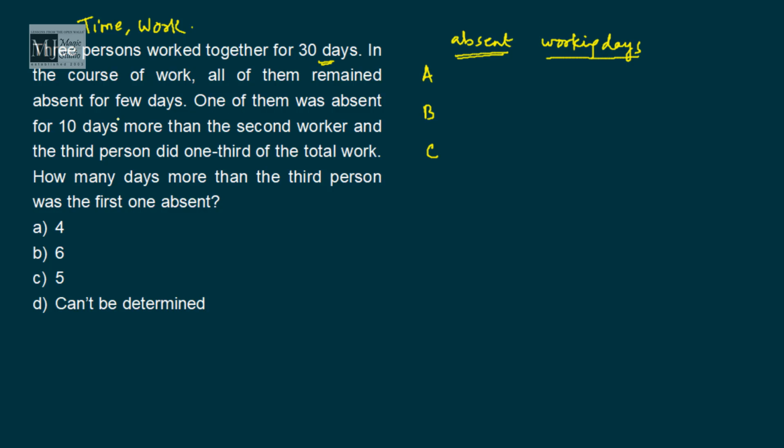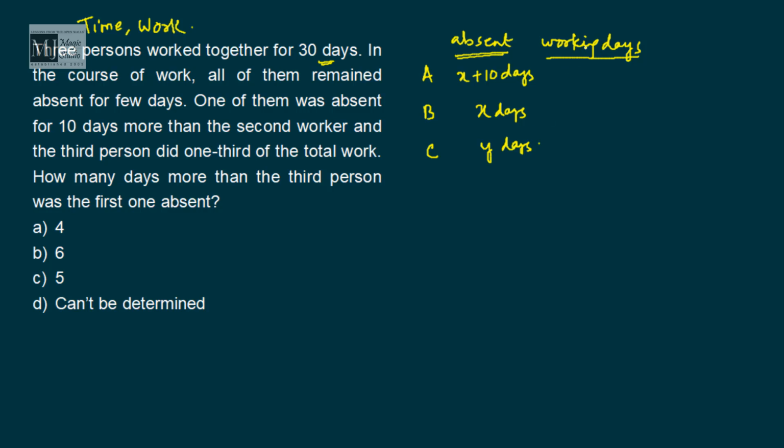One of them was absent for 10 days more than the second worker. So let B be the second worker. He was absent for X days. Then A was absent for X plus 10 days, 10 days more. And the third person did 1/3 of the total work. Third person is C. Let him be absent for Y days, because it's given that all of them remained absent for few days.